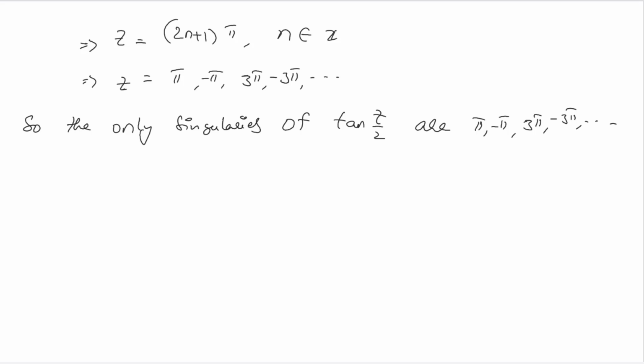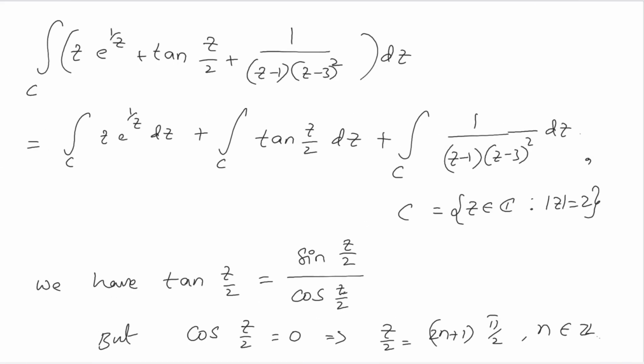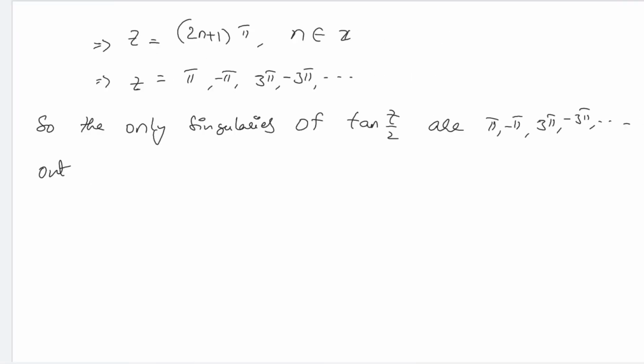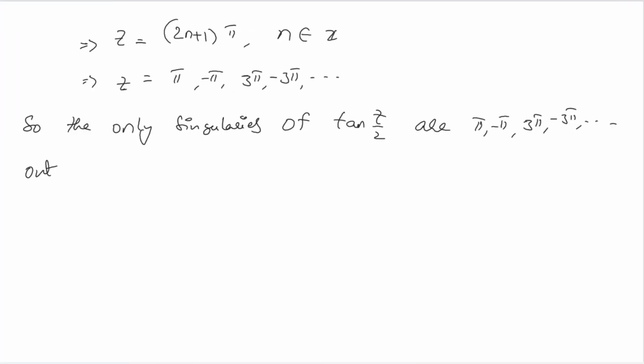But out of these, if you observe, no singularity lies inside this curve C, since mod z equal to 2. Coming to these singularities, pi is approximately 3.141, and 3 times pi is more than that, so we can see none of these singularities lie inside the curve C.